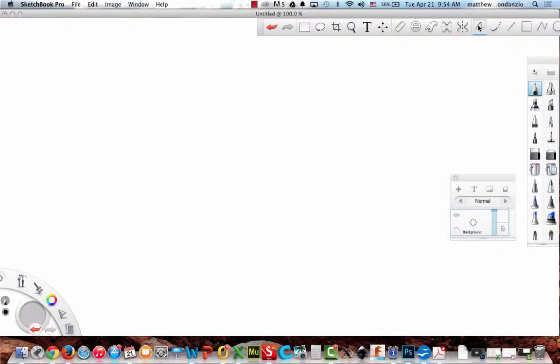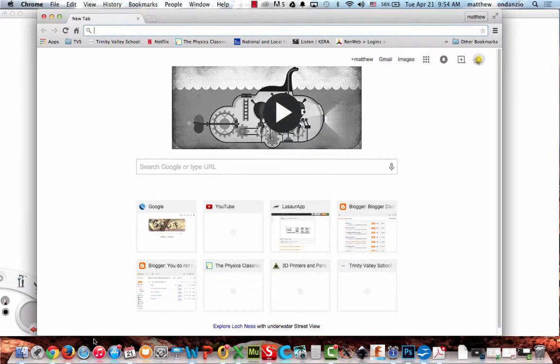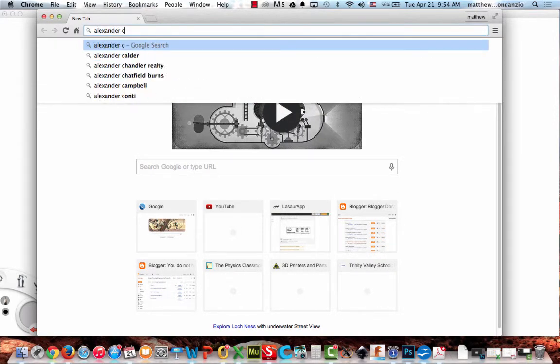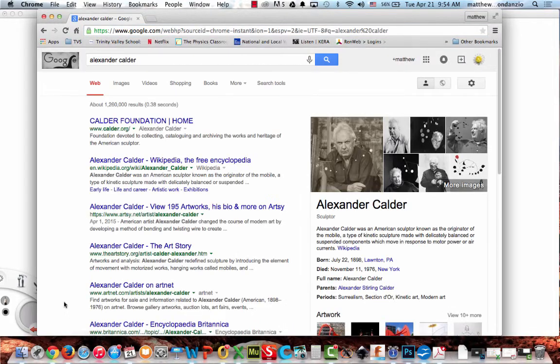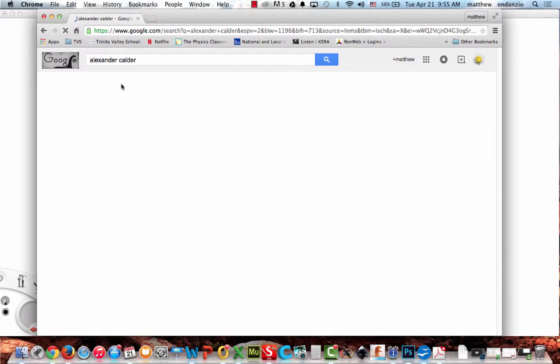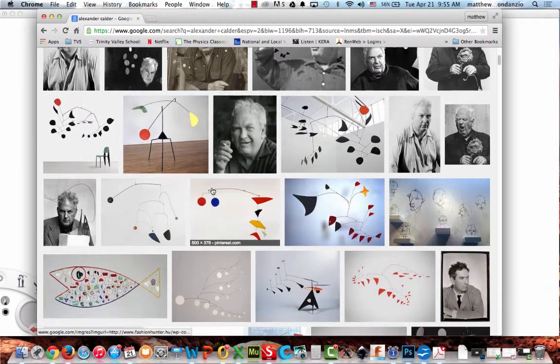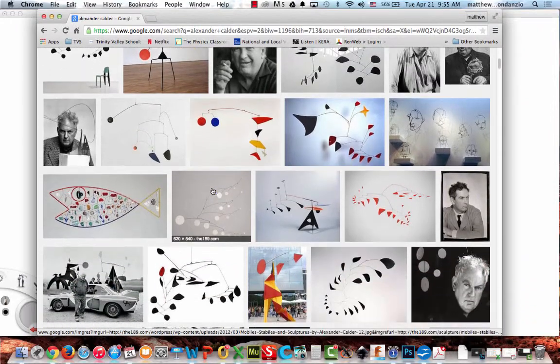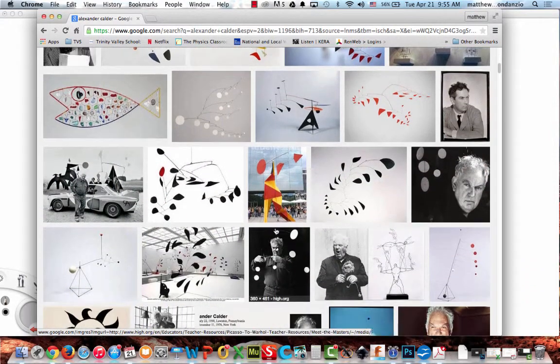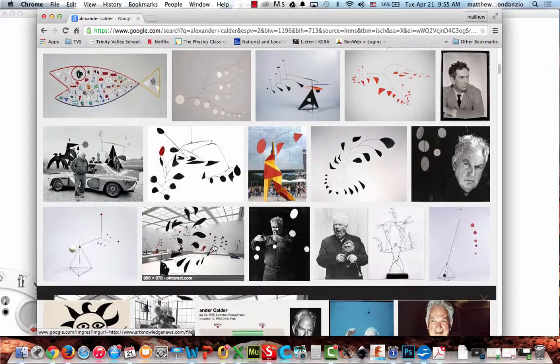For your mobile, does everyone know what a mobile is? Does everyone know who Alexander Calder is? I'm assuming Lincoln, you've seen all of these mobiles before? Okay. These are all really interesting, cool mobiles. So he's got a lot of really fascinating ones.